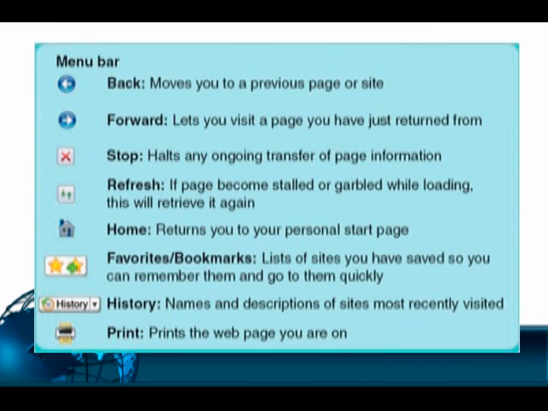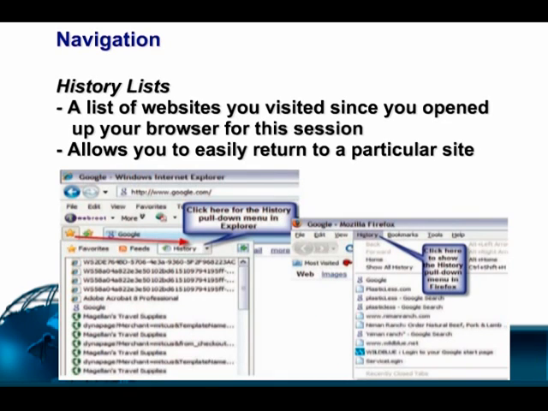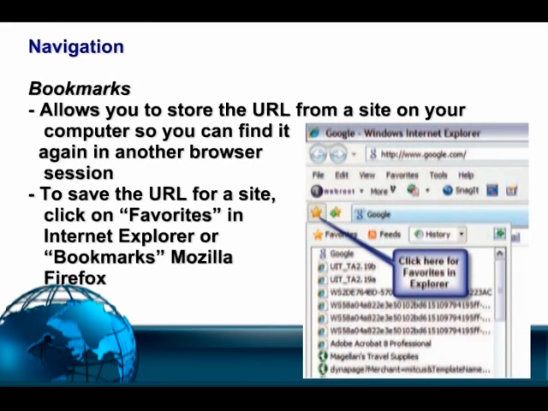Back, forward, home, and search. You can use the menu bar icons to move from one page to another. History lists. A list of websites you visited since you opened your browser for this session. It allows you to easily return to a particular site. Bookmarks. They allow you to store the URL from a site on your computer so you can find it again in another browser session. To save the URL for a site, click on Favorites in Internet Explorer or Bookmarks in Mozilla Firefox.